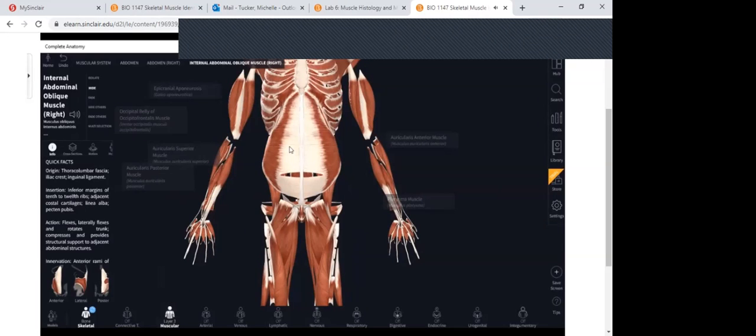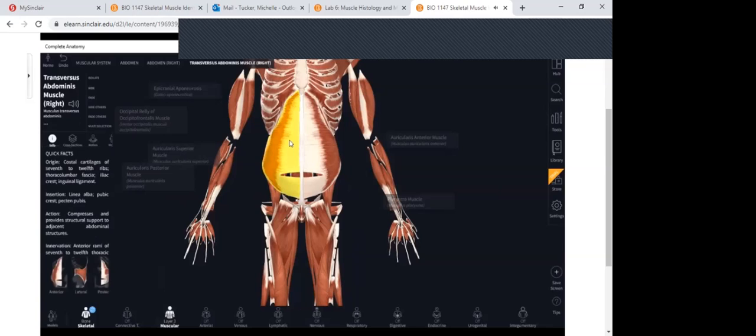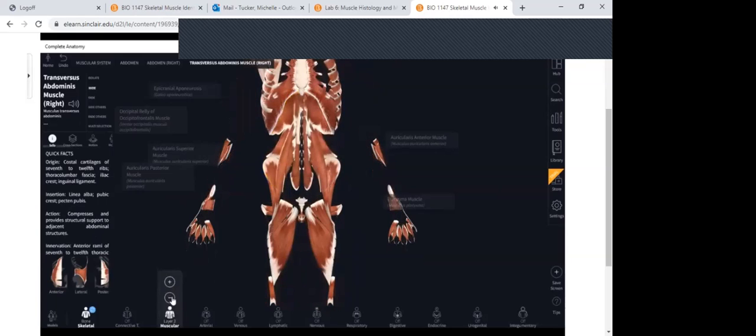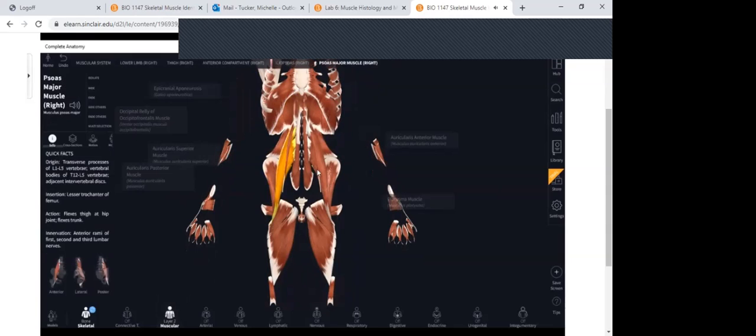And we have transverse abdominis, which is shown on the most interior aspect of the torso model that runs as completely parallel fibers, also responsible for flexing the trunk. For our core muscles, we have 2 muscles that make up the iliopsoas group. We have psoas major and iliacus.